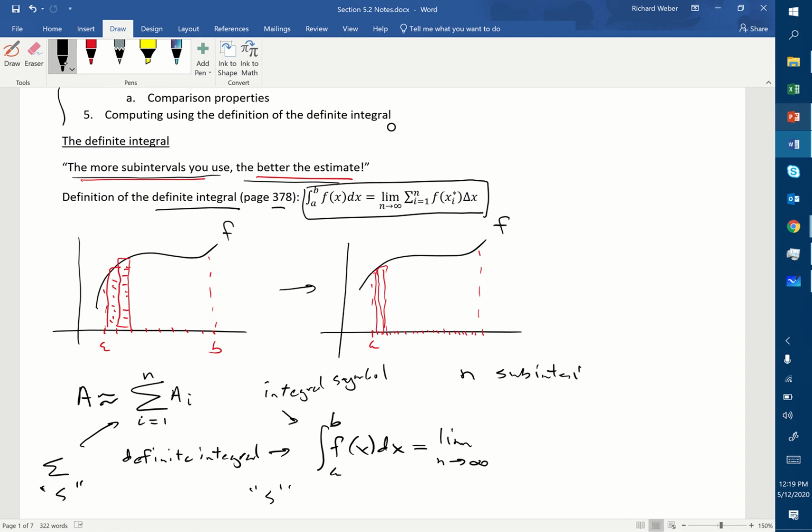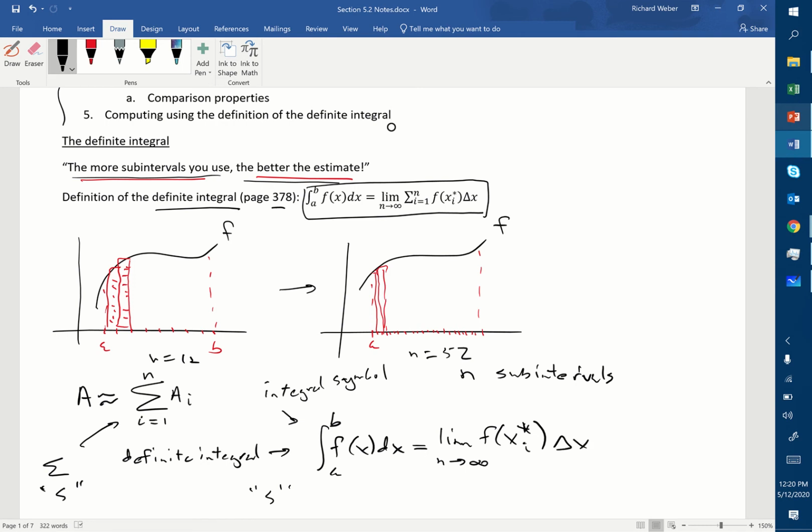So you can dream up a silly example like over here n is equal to 12, then over here n is equal to 52 or something like that, just making numbers up. But the more subintervals you use, the better the approximation, and hence the idea of letting n, the number of subintervals, get larger and larger towards infinity. And here's the formula. It is the sum of f of x sub i star, or splat, or whatever you want to call it, times delta x.